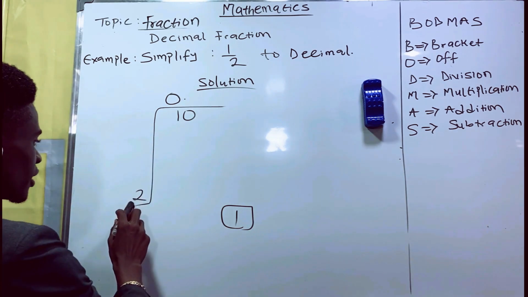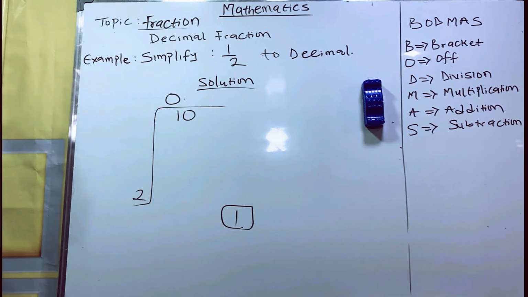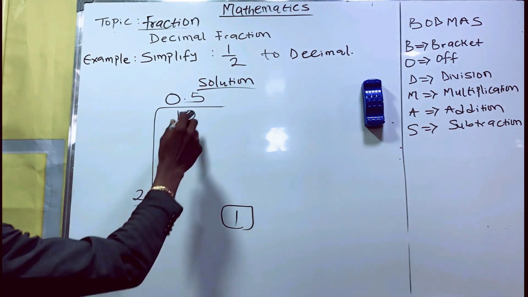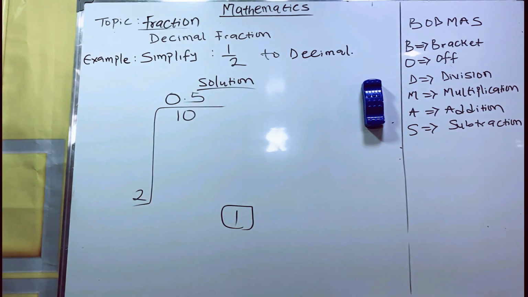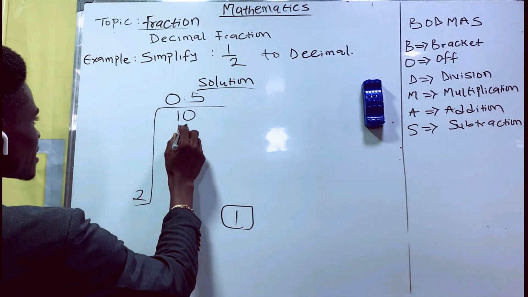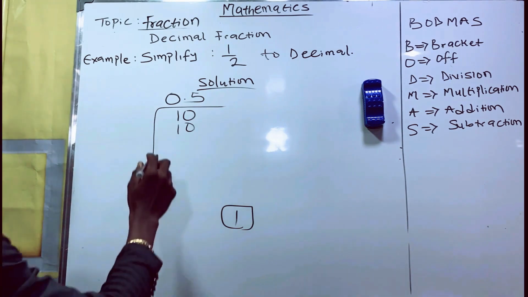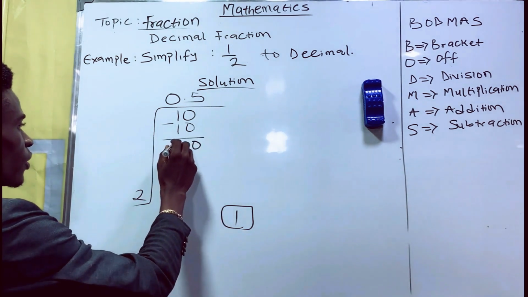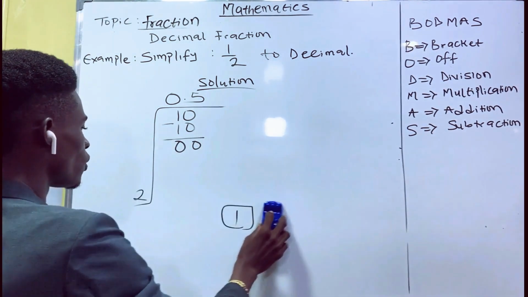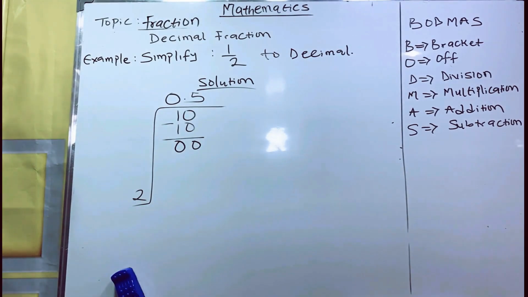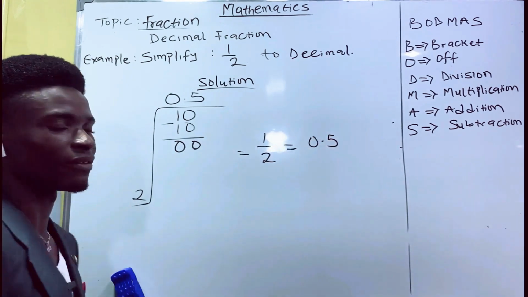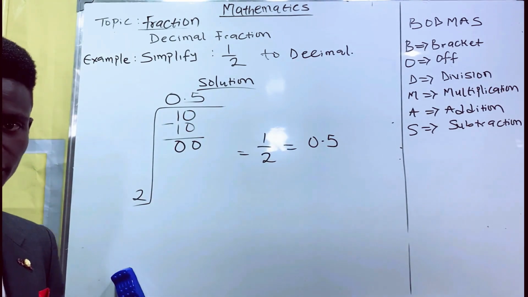Then 10 divided by 2. Of course, 10 can divide 2, and 10 divided by 2 is simply 5. So we'll place our 5 at the top. The next thing we do, we multiply 5 times 2. 5 multiplied by 2 is 10. Having gotten our 10, we now subtract both answers, which will give us 0, 0. Now, at this junction, we are left with what? Zeros. So our final answer of 1 divided by 2 is 0.5 using long division.